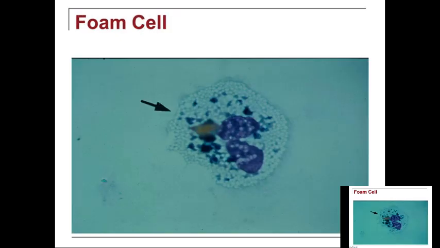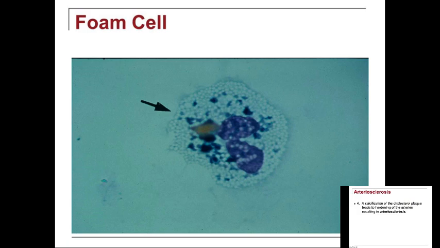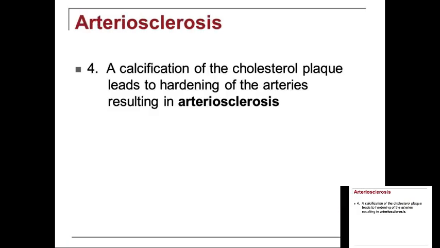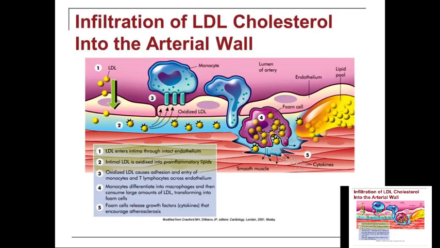They're called foam cells because that's exactly what it looks like. This cell right here, if you look inside, they just look like little white specks, like little pieces of foam. When you get something shipped to you, FedEx or UPS, and you open up the box and see foam, if you break it, you get these small little white circles in there. These are foam cells. A calcification of the cholesterol plaque leads to hardening of the arteries, and that's called arteriosclerosis.